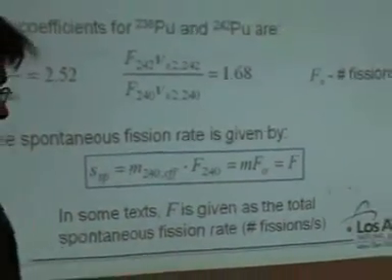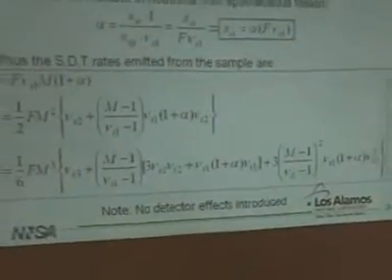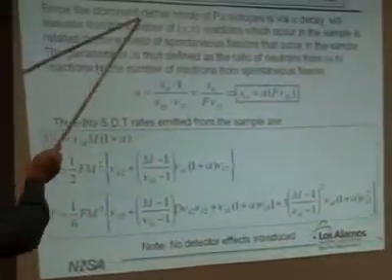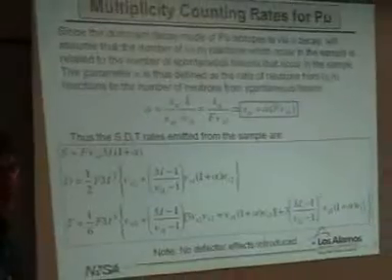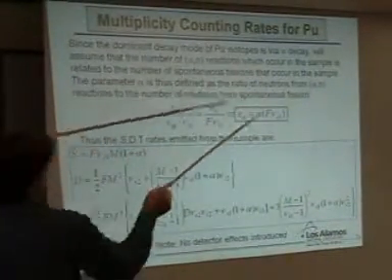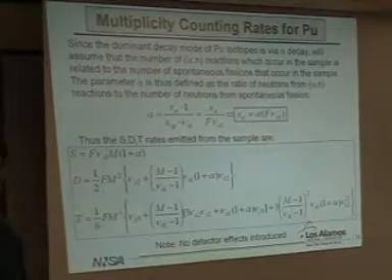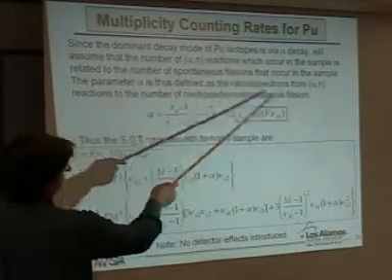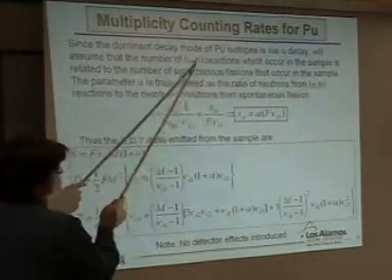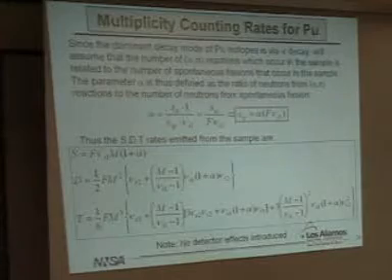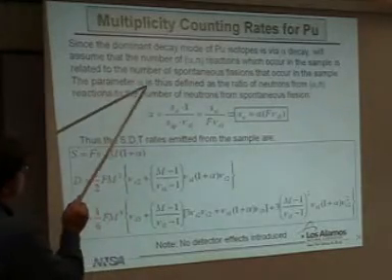So now let's go back to my moment and start looking at developing counting rates. Another thing that's done is, because the dominant decay mode of plutonium isotopes is via alpha decay, we're going to assume that the number of alpha n reactions which occur in the sample is related to the number of spontaneous fissions that occur in the sample. In other words, the source of the spontaneous fissions is the same source of the alphas that induce the alpha n reactions. They're related. They're not two independent quantities. So we're going to define this parameter alpha.